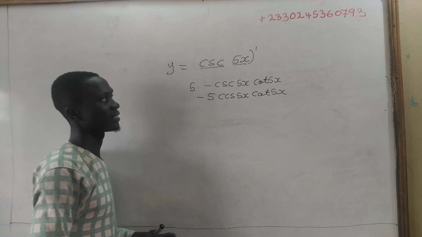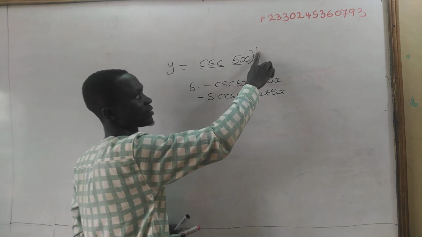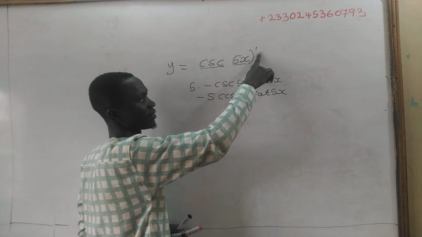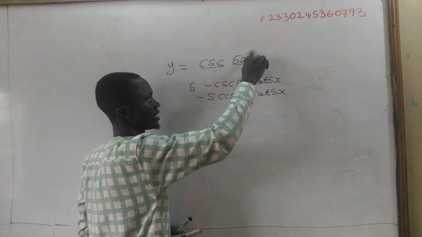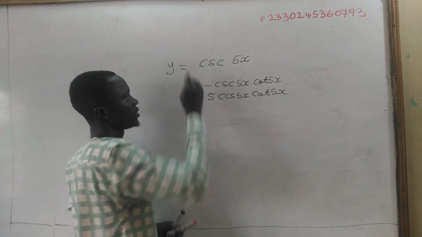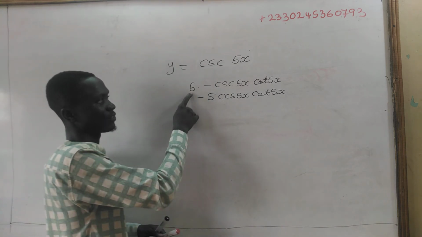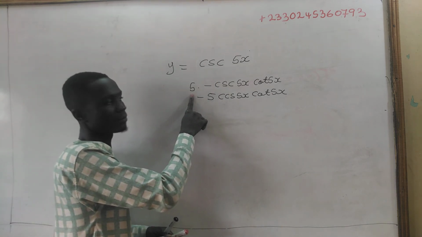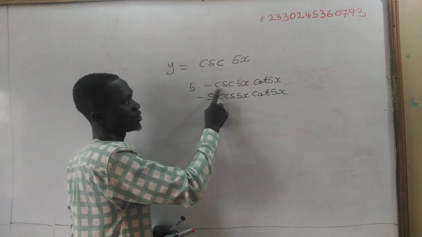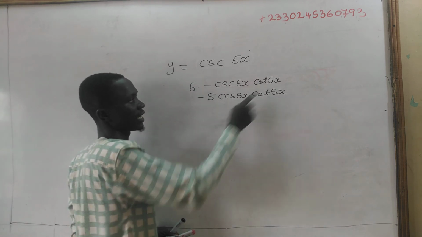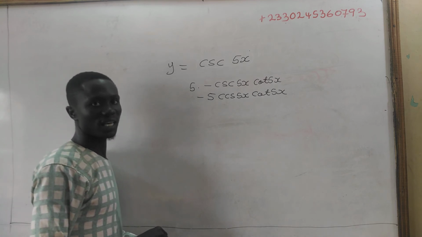Very simple as that. Here the power is 1. We have power 1. So since the power is 1, if we bring 1 in front, 1 times 5 will give us 5. And if we differentiate the original function, we are going to get cosecant 5x, cotangent 5x.